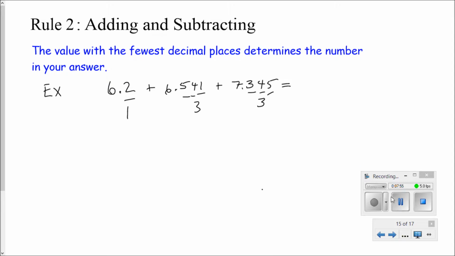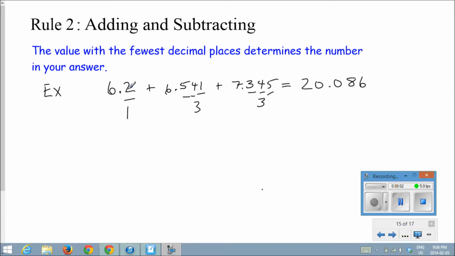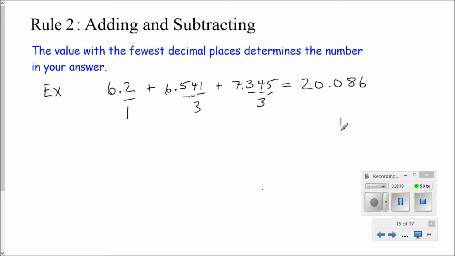So when we answer it, we have to make sure that our answer only has 1 decimal place. So when I add this up in my calculator, I get 20.086. I can only have 1 decimal place in my answer. So therefore, I'm going to round it to 20.1, and that's my answer. The same thing happens when I do subtraction as well.